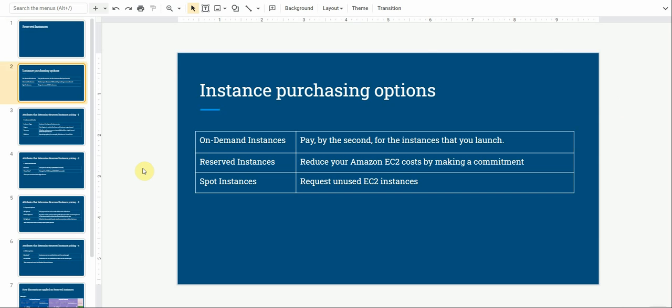Reserve instances is a provision by which we can reduce AWS EC2 cost. Third one is spot instances. Spot instances can be acquired by bidding process.